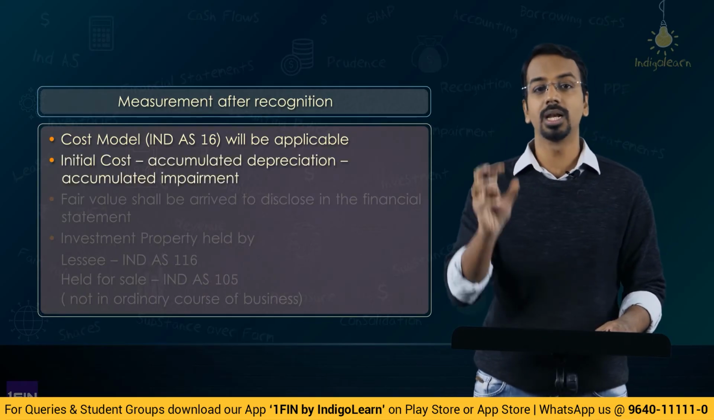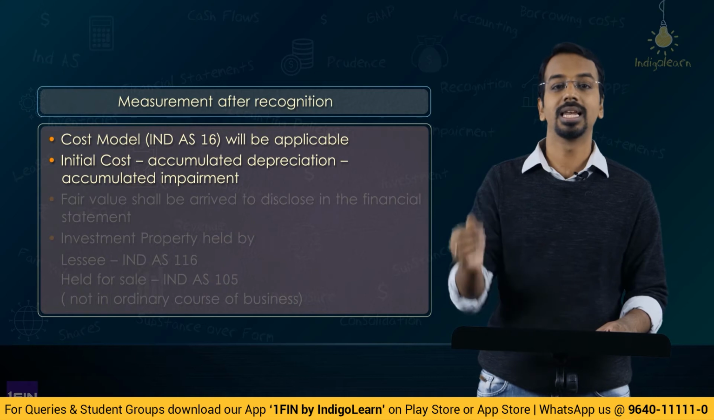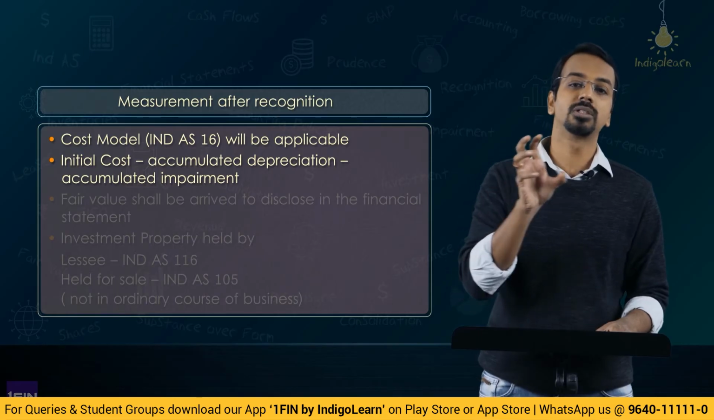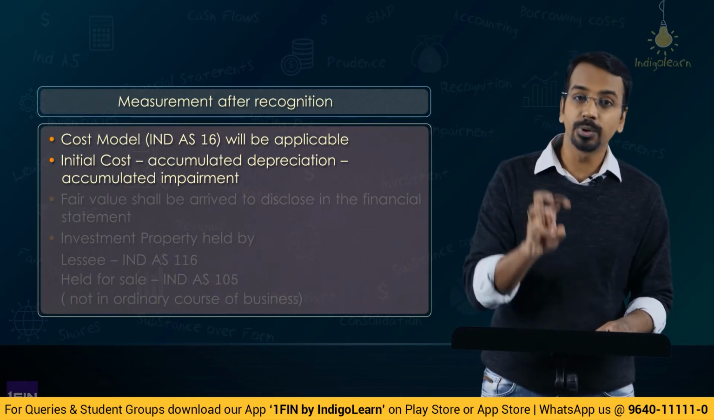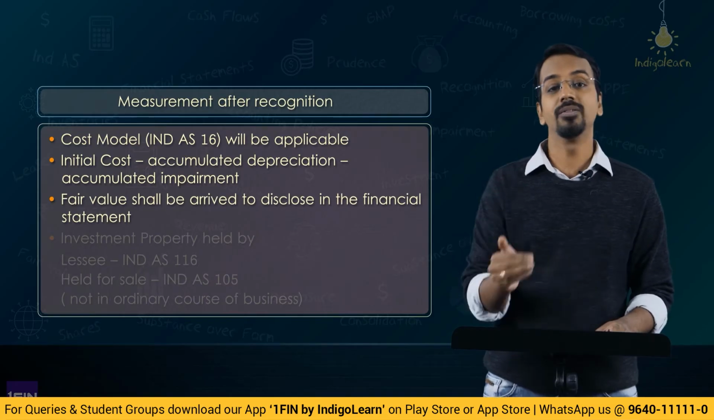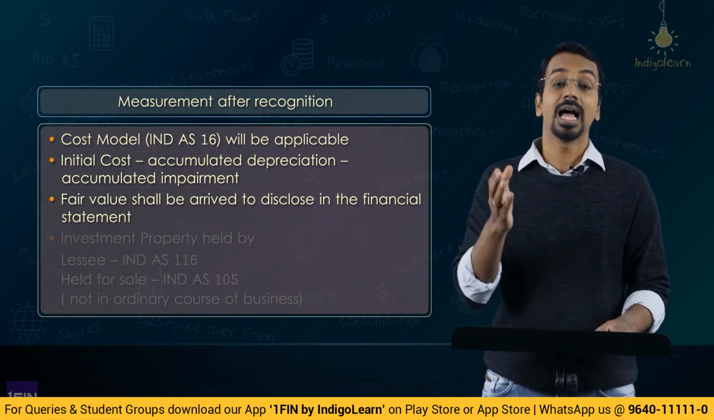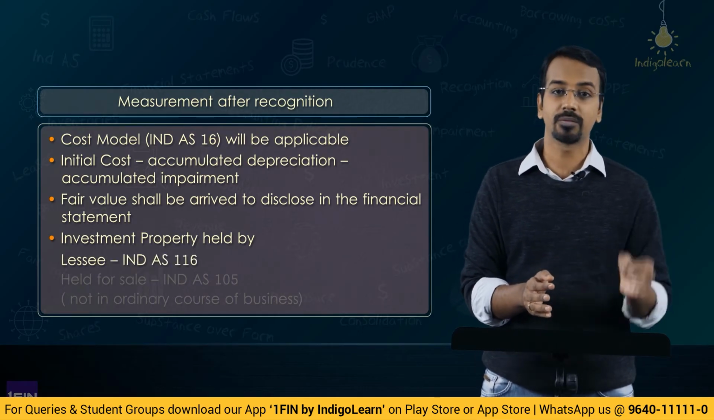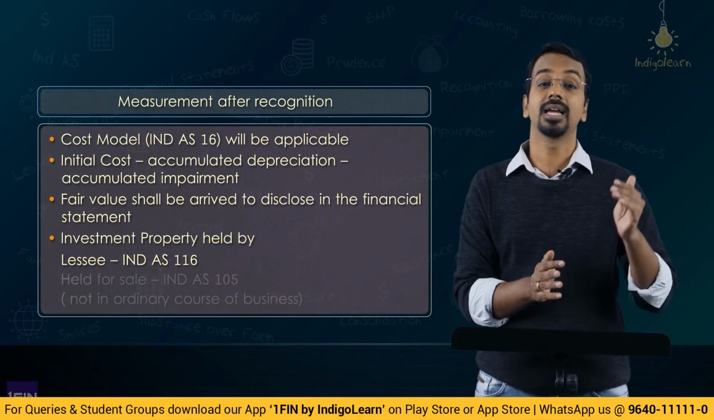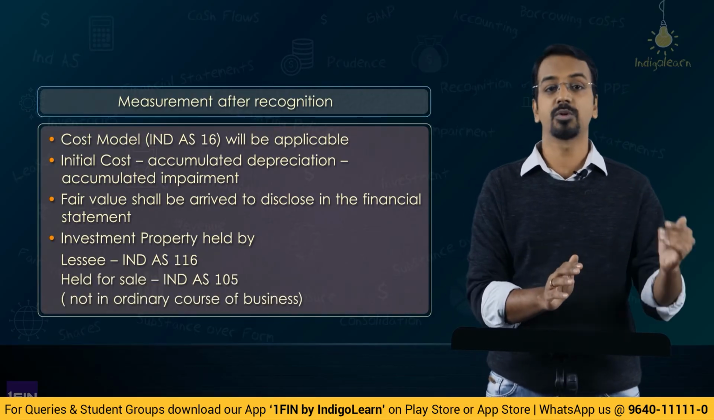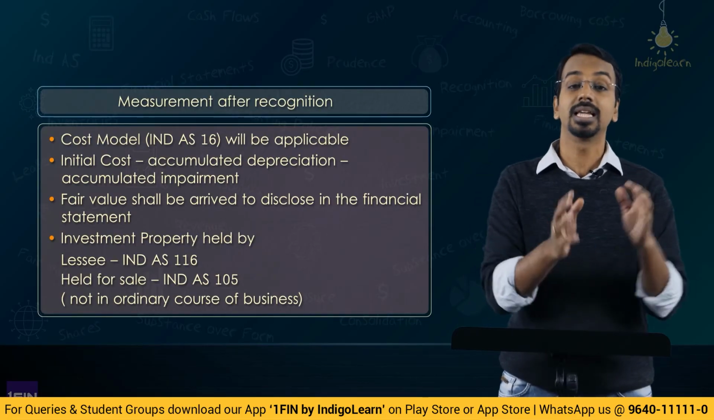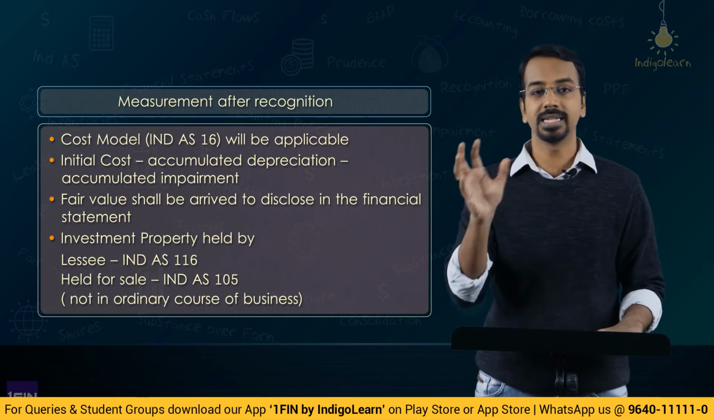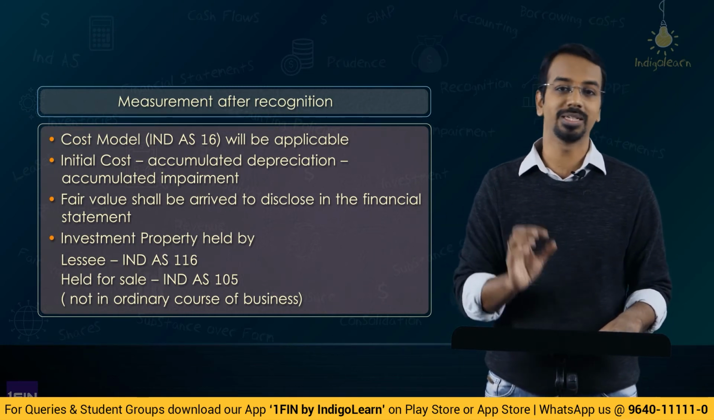We will take cost model under IndAS 16, that is initial cost less accumulated depreciation less accumulated impairment cost, that will give you the carrying amount. We will not use the revaluation model, but we will arrive at the fair value and we will disclose that in the financial statement. As far as investment property which are held by the entity as a lessee, we will apply IndAS 116. If an investment property is classified as held for sale, not in the ordinary course of business, as investment property itself, it is classified as held for sale, then in that case we will apply the principles given in IndAS 105. But largely it will be covered by IndAS 16 or IndAS 116 as applicable.